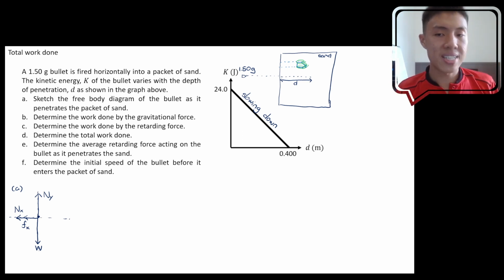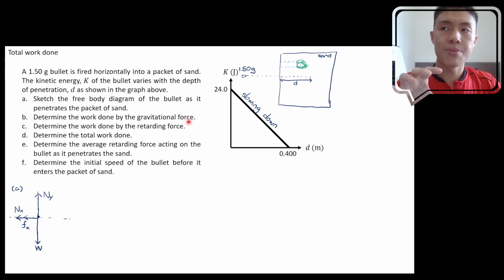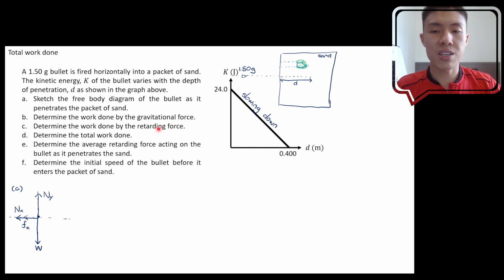But later, if you continue to read the question, you see that there's work done by gravitational force, and work done by retarding force. You can see the word retarding force over here, which is not represented by this free body diagram. But this word retard means that you are not helping, you are opposing, you are obstructing. So the retarding force means any force that is obstructing the motion of the bullet in the packet of sand.